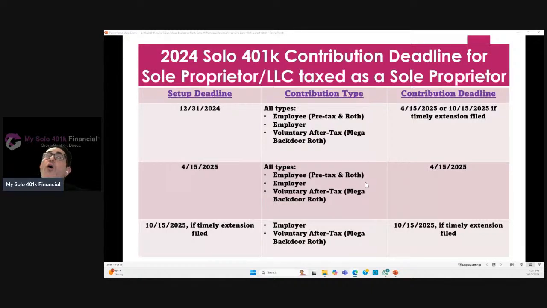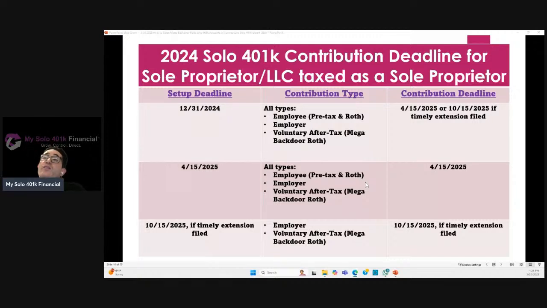So for all business types, for those that signed up with us before the end of last year, December 31st, 2024, or if you had a pre-existing solo 401k somewhere else, like a basic solo 401k, that individual would have preserved the ability to make all types of 2024 contributions, whether employee, employer, or voluntary after-tax, by their business tax return deadline, including extension here in 2025.